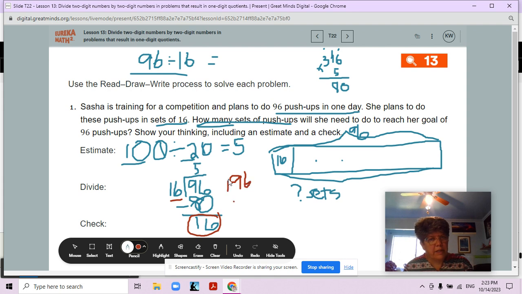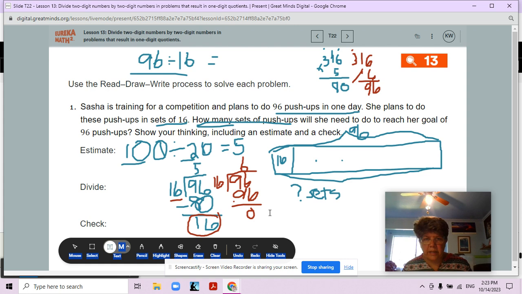So let's try 96 divided by 16, 6, right? So 16 times 6, I think it's going to come out perfectly equal. 6 times 6 is 36. 36. 6 times 1 is 6, plus 3 is 9. Comes out perfectly equal to 96. So that means that she can do 6 sets of each push-up, right?